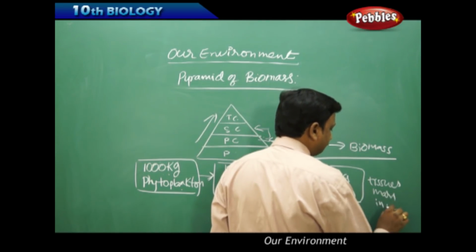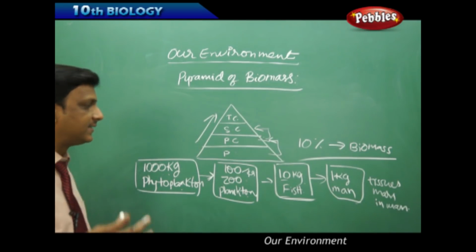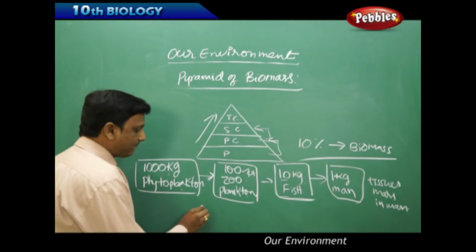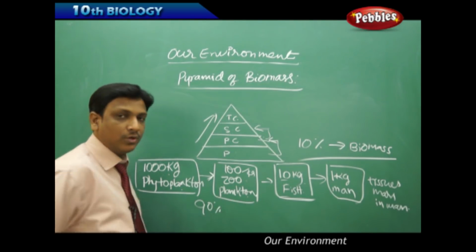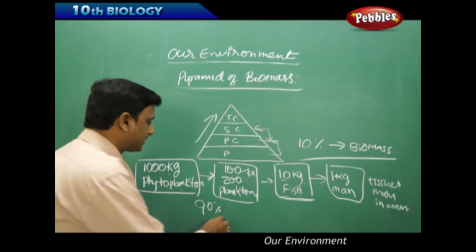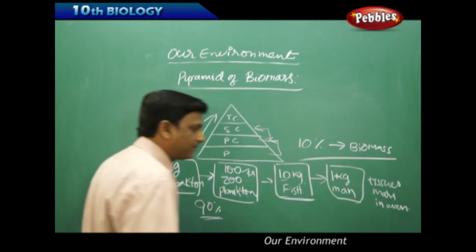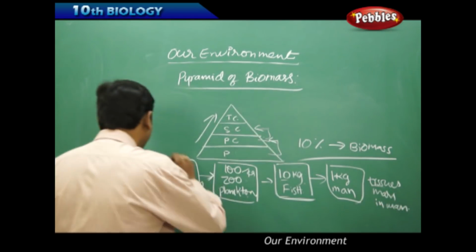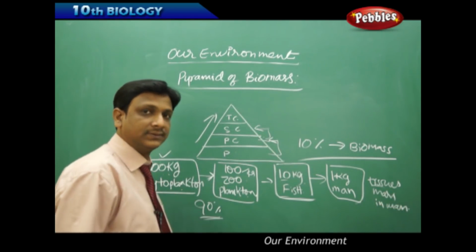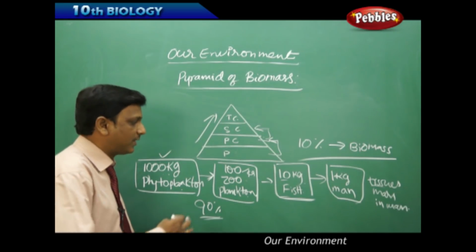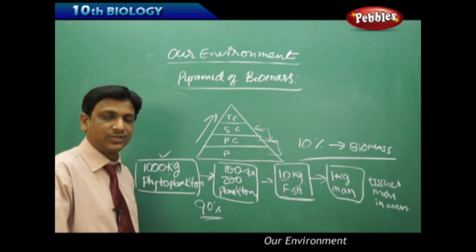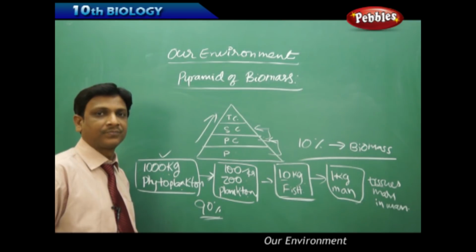If the 10 kg of fish is taken, it forms only 1 kg of tissues or mass in man. So by this we can understand that at each step, 90% of the food or biomass is wasted. 90% of the food is wasted at each level. So for the formation of 1 kg of tissues in man, 1000 kilograms of phytoplankton are needed. See how much biomass, how much food is lost at each level.